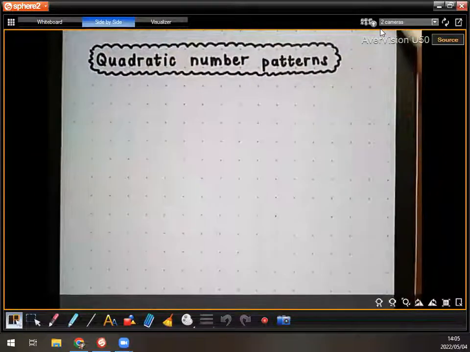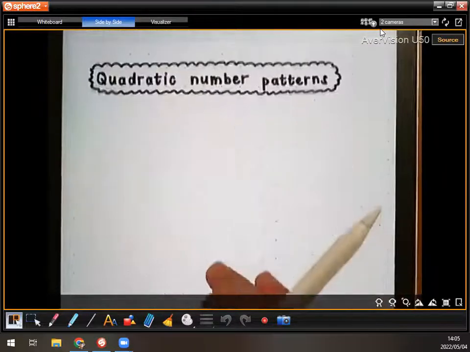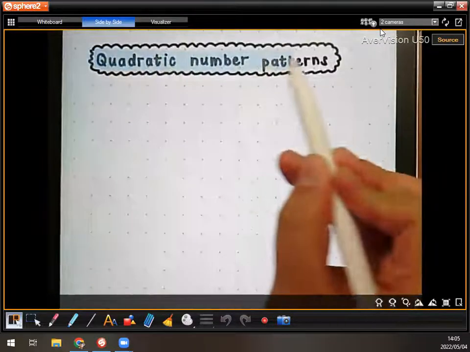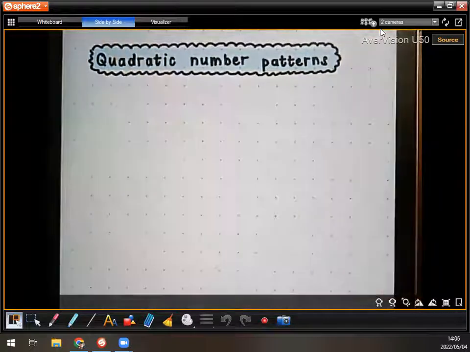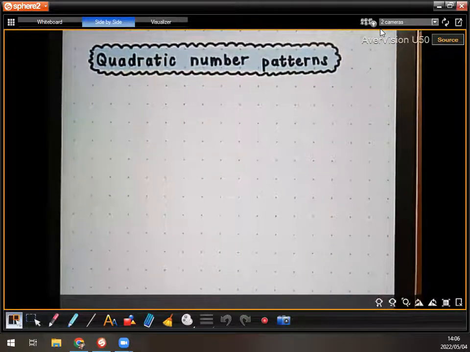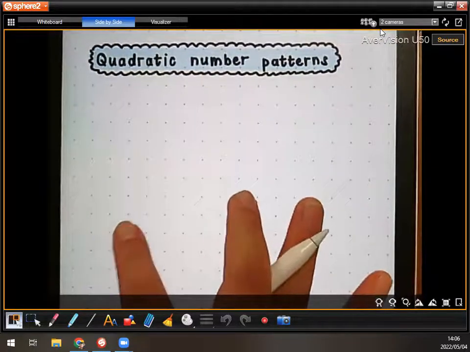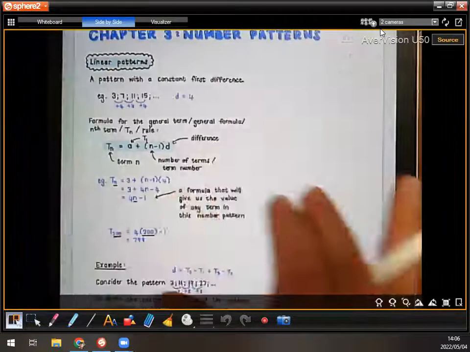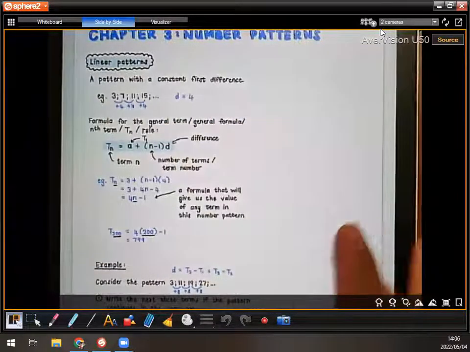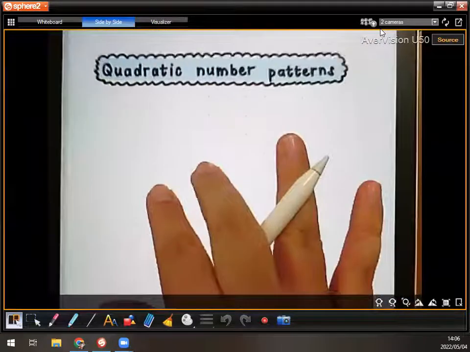I'm just going to highlight this heading. I just wanted to go back to the linear pattern. I just want to make it kind of the same way. A linear pattern is a constant first difference. Okay. Sorry, I just want to make sure that my notes look the same.